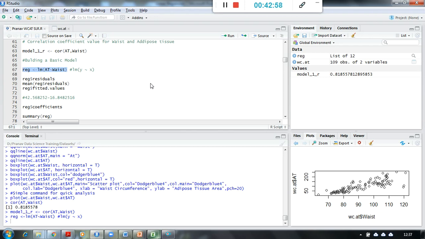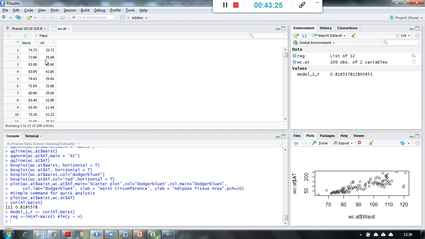But all these steps, while building any model, you must keep in mind those things. Alright, so after building my model, I want to check the residuals. What is the meaning of residuals? The residuals are nothing but the errors. What is error? The difference between my actual value and my predicted value. The difference between my y and y hat, right?